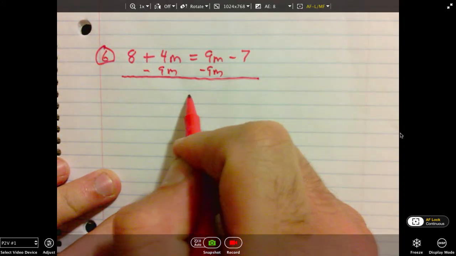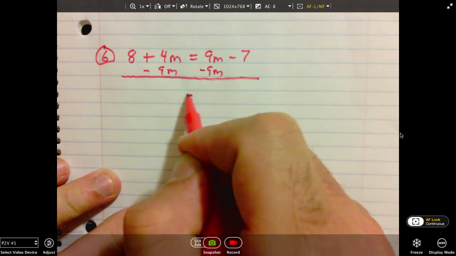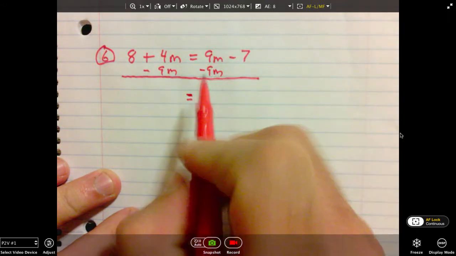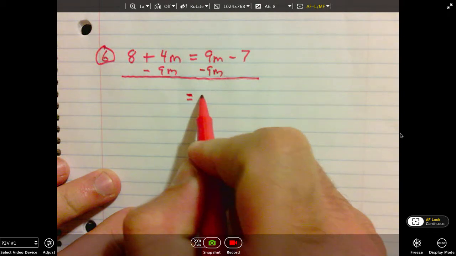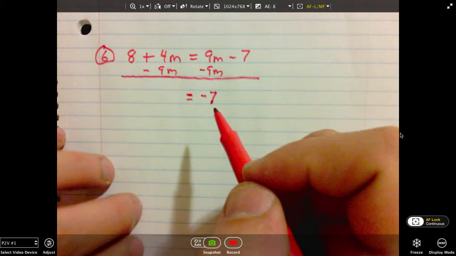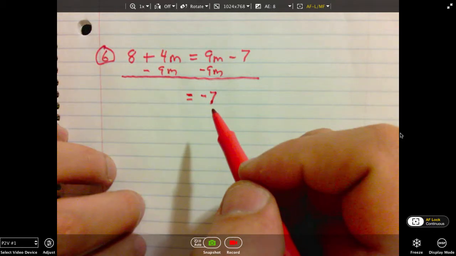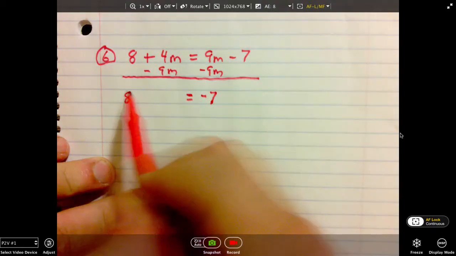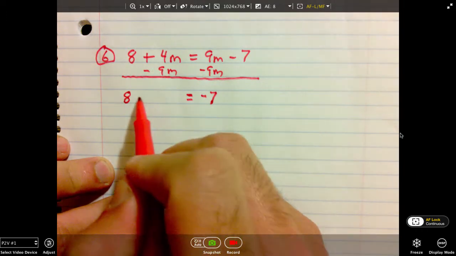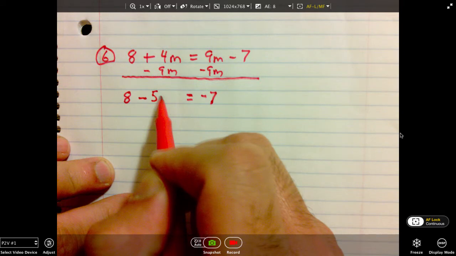Equals in the middle. 9m subtracts 9m to leave minus 7. In this context, we will write it as a negative 7. Eight remains the same. 4 minus 9m will be a minus 5m.